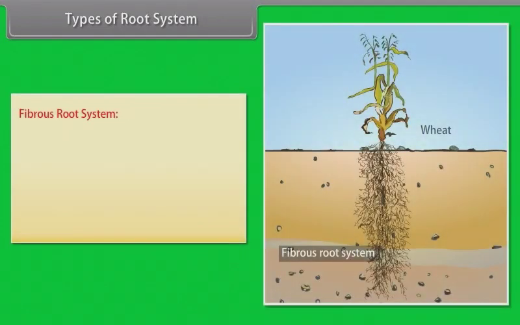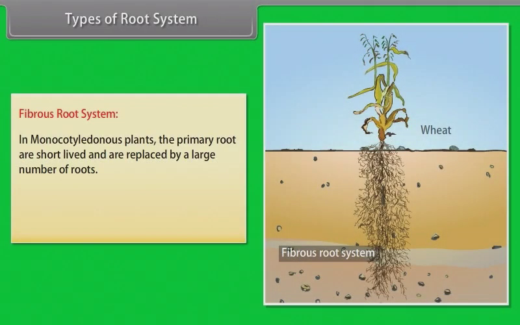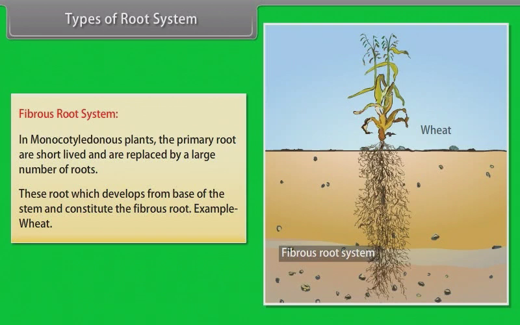Fibrous root system. In monocotyledonous plants, the primary root is short-lived and is replaced by a large number of roots. These roots, which develop from base of the stem, constitute the fibrous root. Example, wheat.